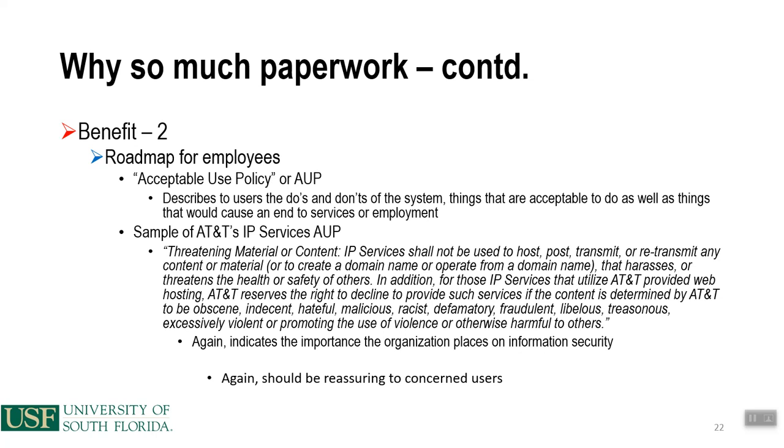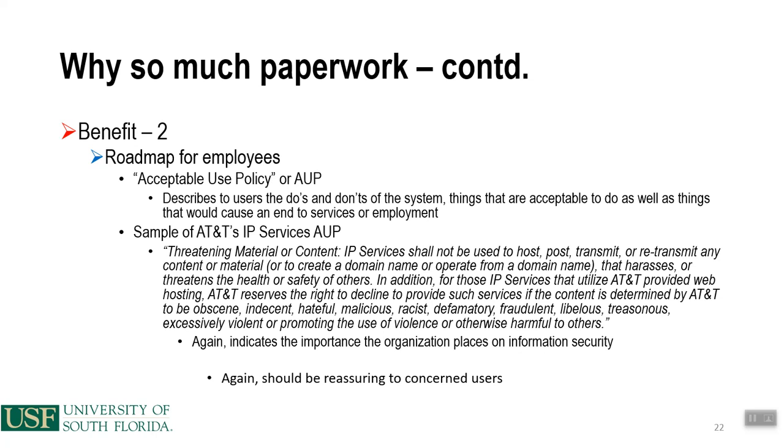The second benefit is that it provides a roadmap for employees. The first one is really looking external to an organization, but the second one is how we actually look at it from an internal point of view for employees. So think about the acceptable use policy, or the AUP. It describes the user's do's and don'ts of the system, things that are acceptable to do as well as things that would cause an end to services or employment.